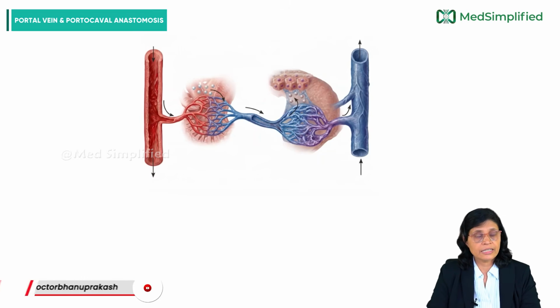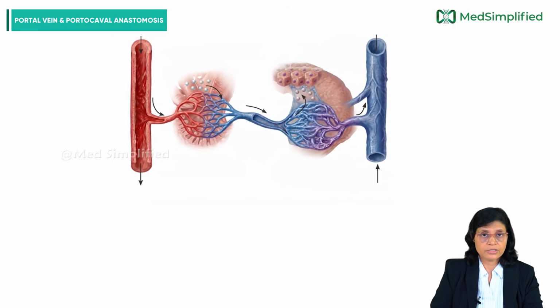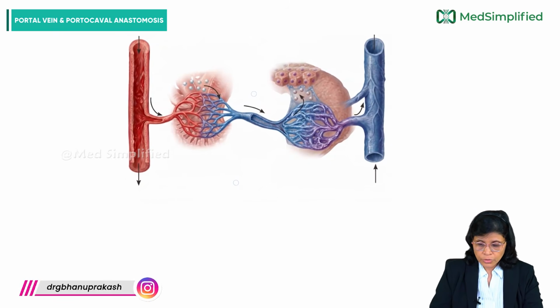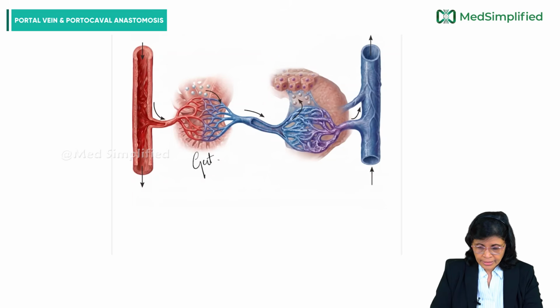So basically it is taking not only the toxins, the waste, but it is also taking the nutrients. Whatever the absorbed products of the digested food, the nutrients are also taken by the portal vein. So it begins like veins from the capillary plexus of the gut and ends like arteries. So this is the gut, it begins like the capillary plexus and then it ends like arteries.